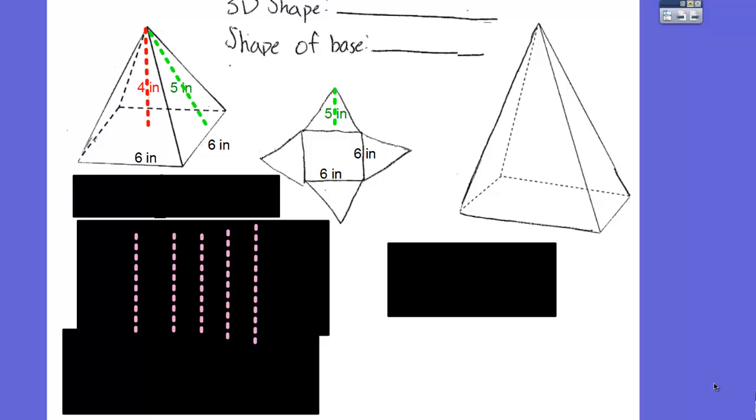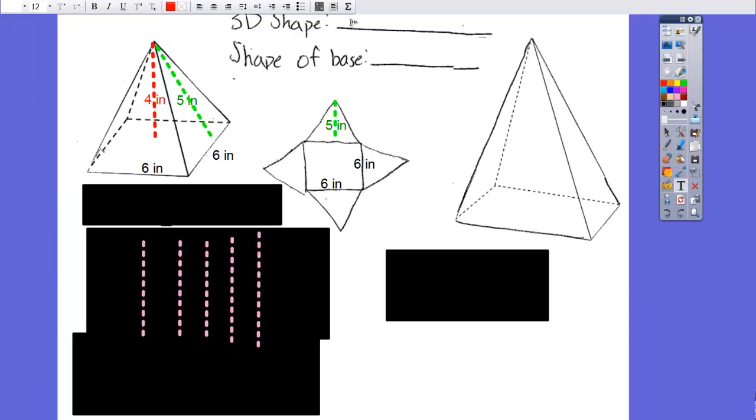Hey, so today we're going to go into our next shape. We're going to do surface area today of which shape? What shape are we going to do? Surface area of rectangular pyramids today. So this is the only video you have to watch.